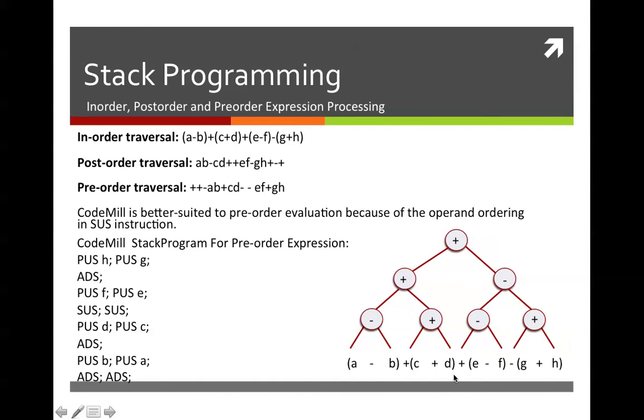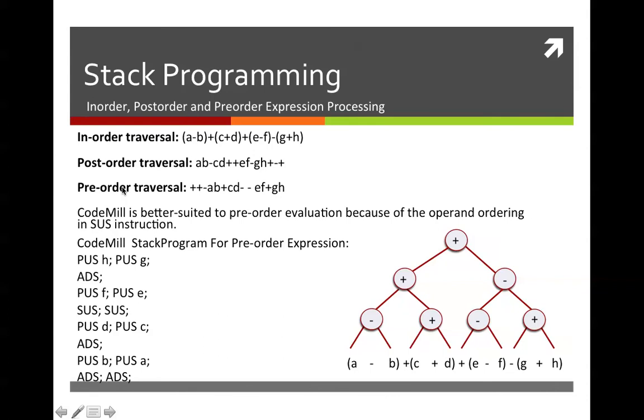Now that we finish this side, we go to the right-hand side, and we go to the left, and then we say EF minus, and then we go to the right of this, which is basically go to the left of that, GH plus, and then minus, and then plus.